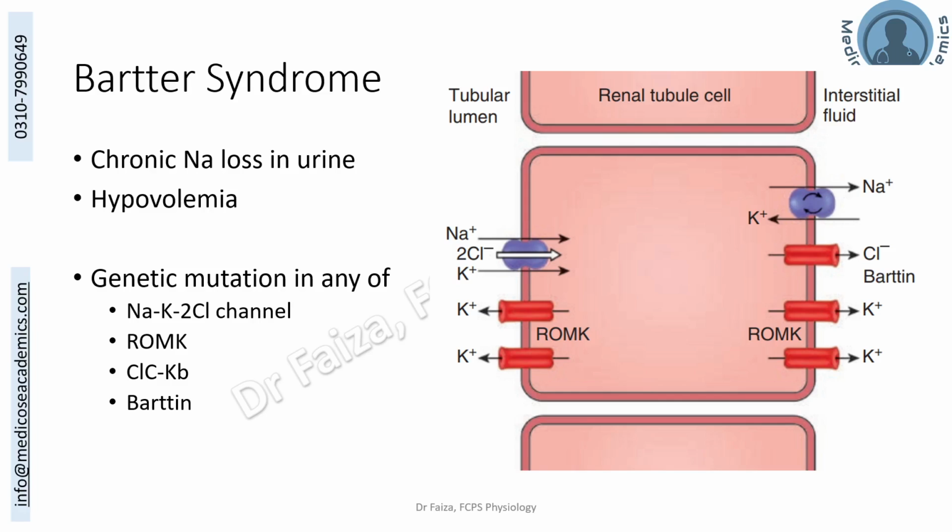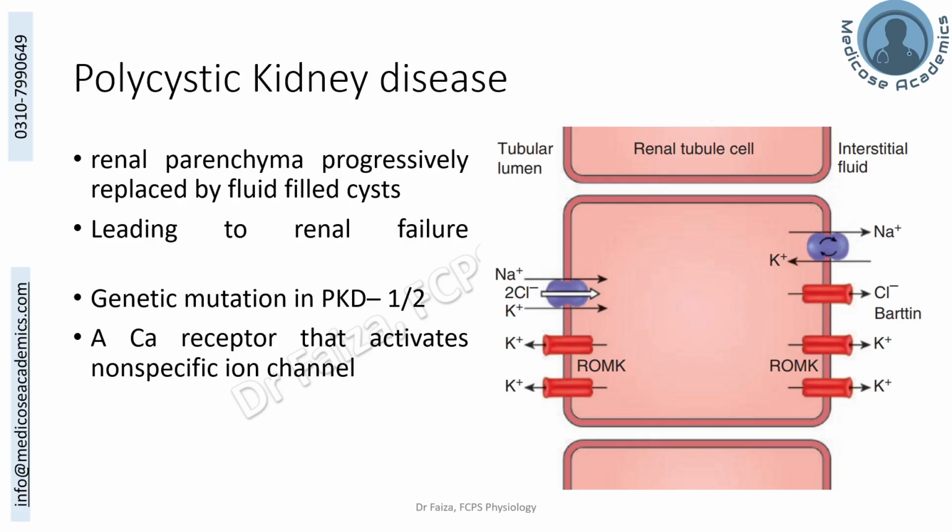Bartter syndrome is another genetic mutation involving the channels in the thick ascending limb of the loop of Henle, either the sodium potassium 2 chloride channels, ROMK channels, chloride channel K beta, or Barttin protein involved in the reabsorption of chloride. With a defect in any of these, ultimately the patient presents with chronic sodium loss in the urine and hypovolemia, and loss of calcium in the urine, and we label it Bartter syndrome.